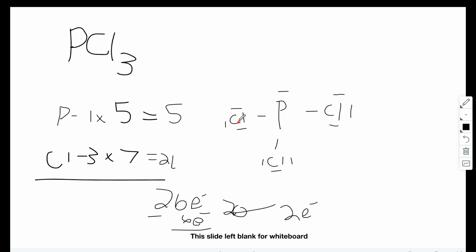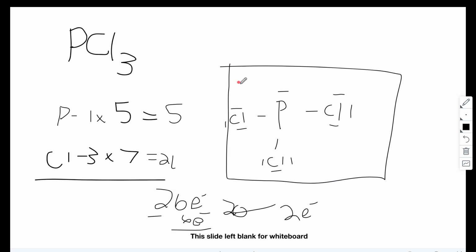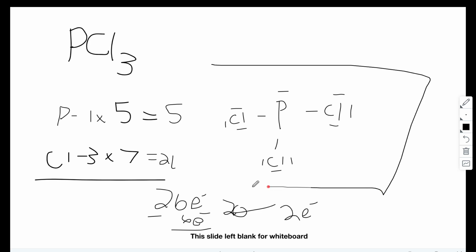This chlorine has 1, 2, 3, 4, 5, 6, 7, 8. It's happy. This one has 8, it's happy. This one has 8, it's happy. This phosphorus has 1, 2, 3, 4, 5, 6, 7, 8, so it's also happy. And this is how we draw this molecule. This is the Lewis structure for it.